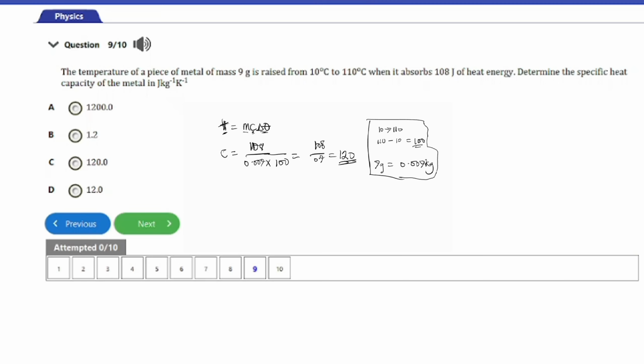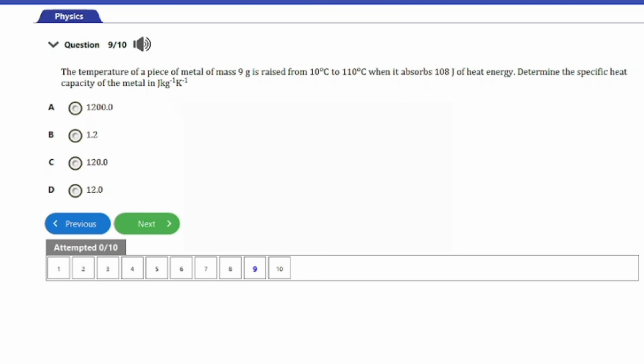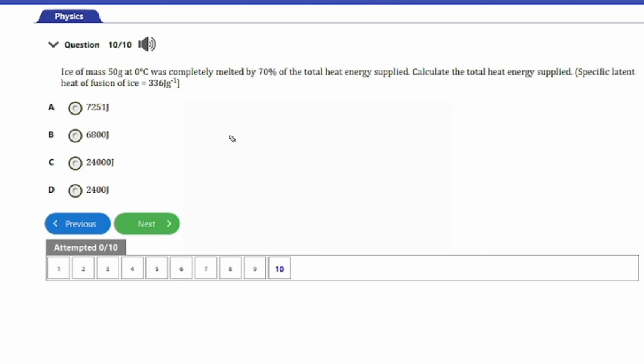So that's it for this question. Let's go ahead and consider the next and last question, guys. So that's question number 10 here. It says, ice of mass 50 grams at 0 degrees Celsius was completely melted by 70% of the total heat energy supplied. Calculate the total heat energy supplied.